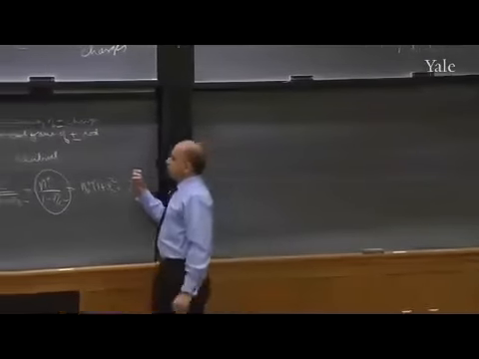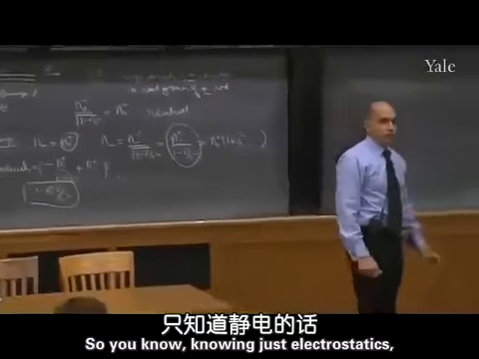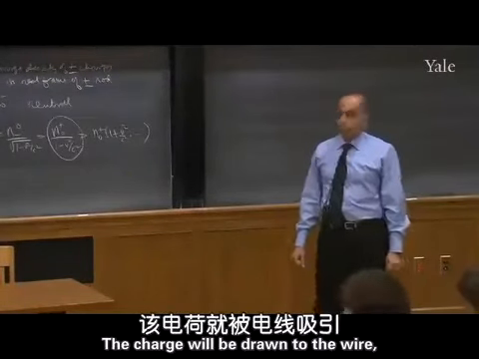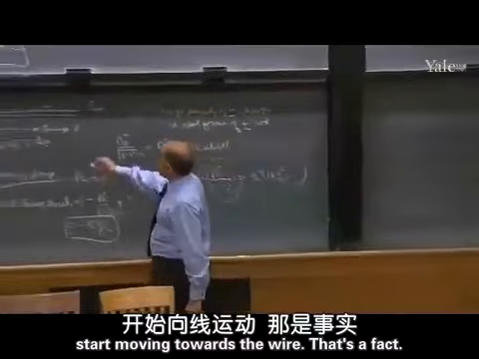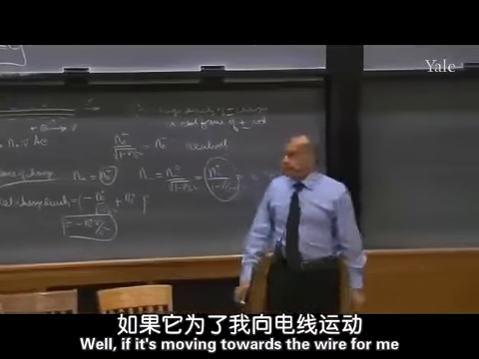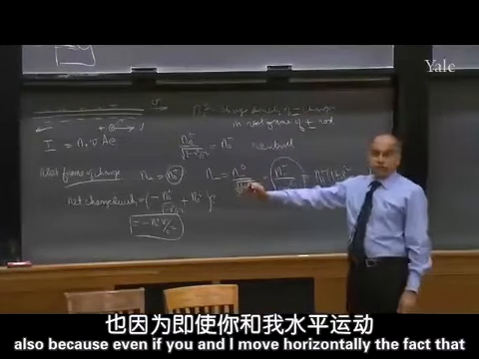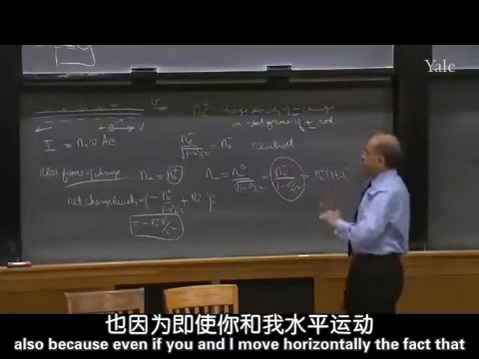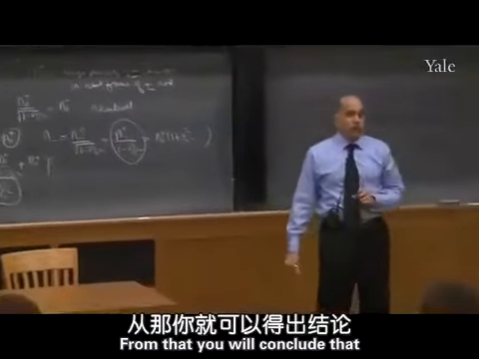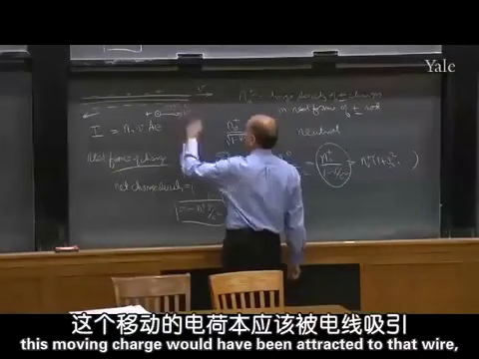So to the person moving with this charge, the wire looks charged. In fact, it looks negatively charged. So you know, knowing just electrostatics, what the charge will do: the charge will be drawn to the wire. It will start moving towards the wire. That's a fact. Well, if it's moving towards the wire for me, it better be moving towards the wire for the original person also. Because even if you and I move horizontally, the fact that you're moving transverse to our velocity is going to be a true statement in both frames. From that, you will conclude that even in the original laboratory frame, this moving charge would have been attracted to that wire.